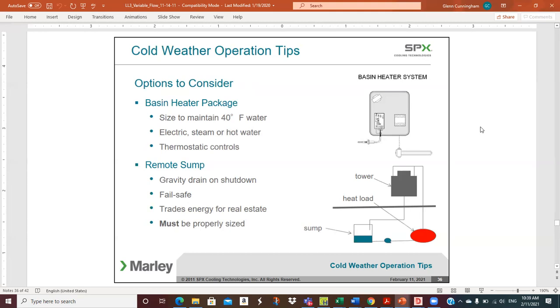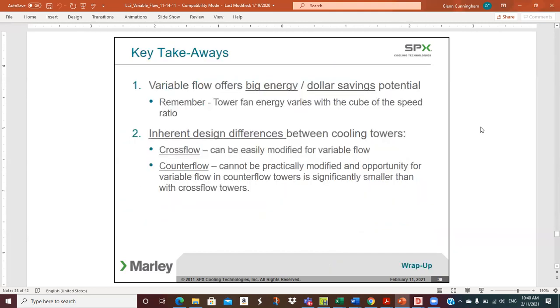You've got thermostatic controls. Another idea, if you're doing the design, is to consider having the sump inside. So the cooling tower itself sits outside, but the water falls down through a pipe, and the sump is down inside in conditioned space, so that you don't have to worry about it freezing up. Gravity drain on shutdown, fail-safe, trades energy for real estate, must be properly sized. So that's another idea. Okay, wrap up.